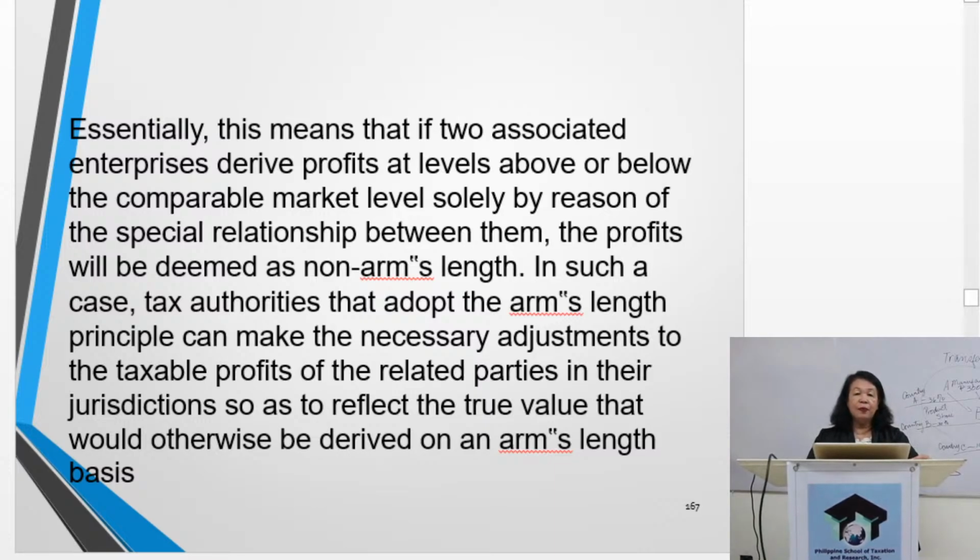Yun na nga yung unreporting of income at saka over-declaration of expenses. Ano ang effect noon? Both. No? Mawawala yung payment of taxes.